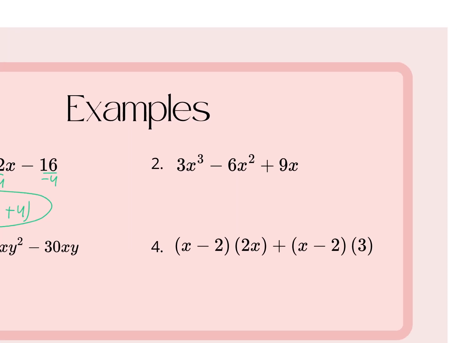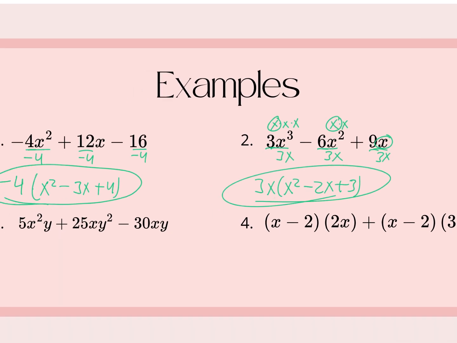All right, looking at the next one. It looks like between 3, 6, and 9, I can take out a 3. So let's start there, divide everything by 3. And then it looks like between x to the third, x squared, and x, I can take out 1x. Again, x to the third is the same as x times x times x. X squared is x times x. And then I can take out 1x from each of these terms. So I can take out a 3x, and then divide everything by 3x. That should get you x squared minus 2x plus 3.